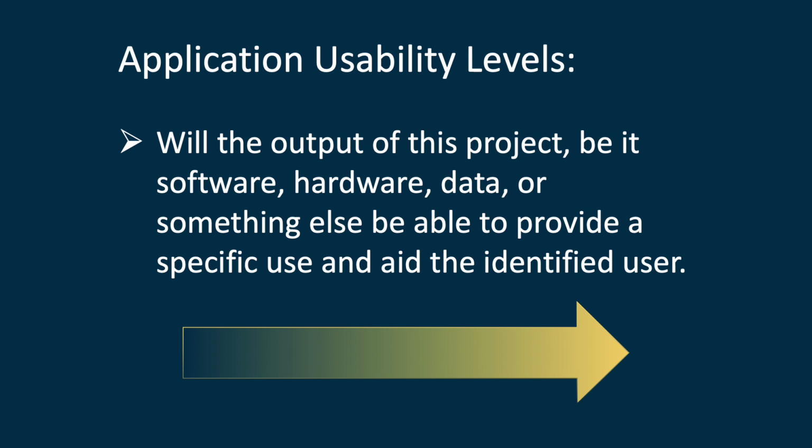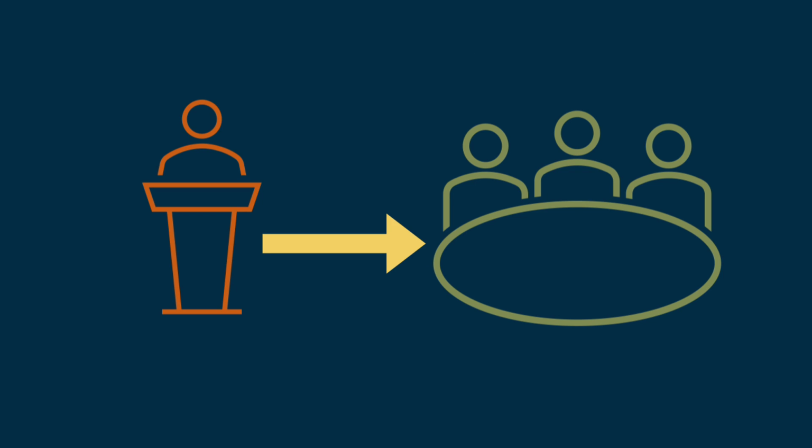The application usability levels are asking a much more generalized question. Will the output of this project, be it software, hardware, data, or something completely different, be able to provide a specific use and aid the identified user? This is where the difference in the motivation for the AULs really stands out. The AULs transform the monologue of the researcher or developer from the other frameworks about their project's progress into a dialogue with the user, ensuring the product's usability and the want for the product upon completion.